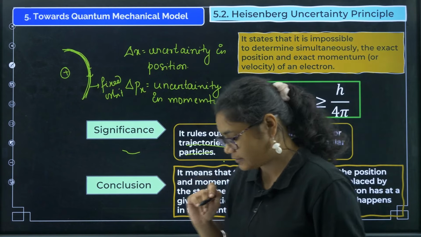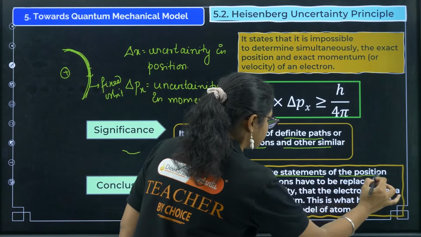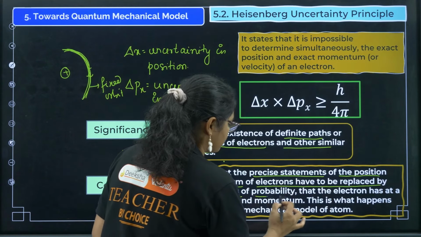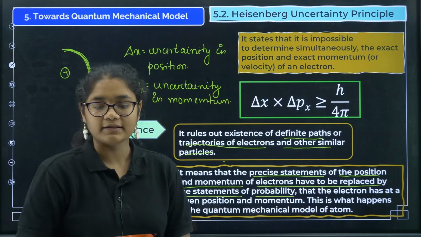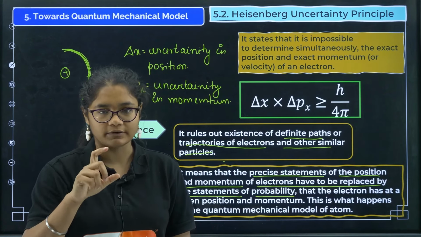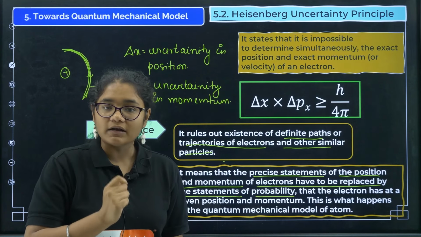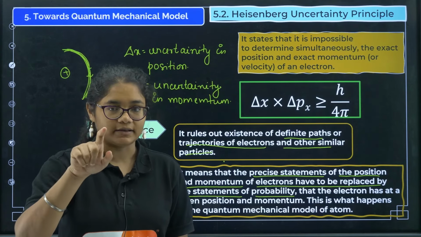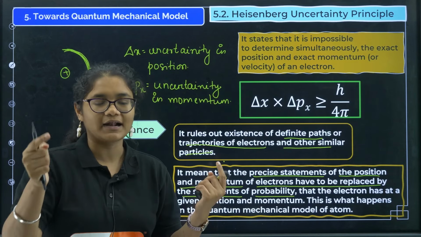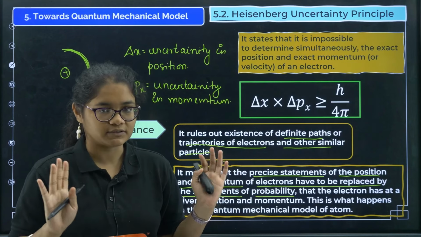So you can see here that it means that the precise statements of the position and the momentum of electrons have to be replaced by the statement of probability. Now we cannot say, according to Bohr's model, where you were able to calculate the radius of the orbit, where the electron will be present, that the electron is present there, but we can say that probably the electron is present there. We think that the electron may be present in this case, but it can also be not present, okay.